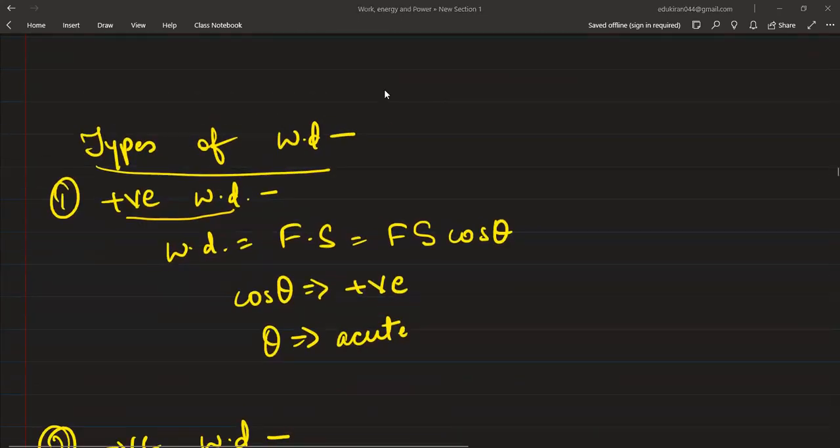Okay, class. Now the types of work done. So you have the positive work done. Positive work done means your cos theta will be positive. So for positive cos theta, you have to get the acute angle.